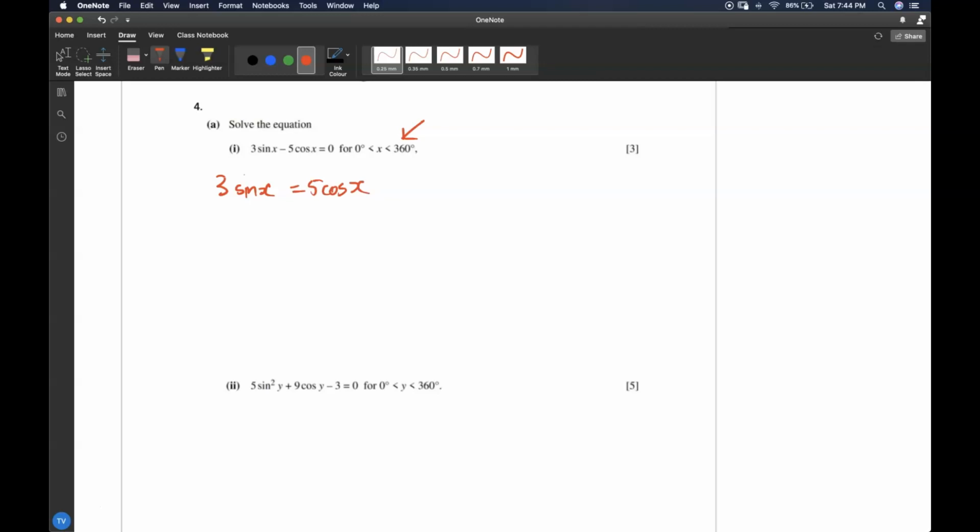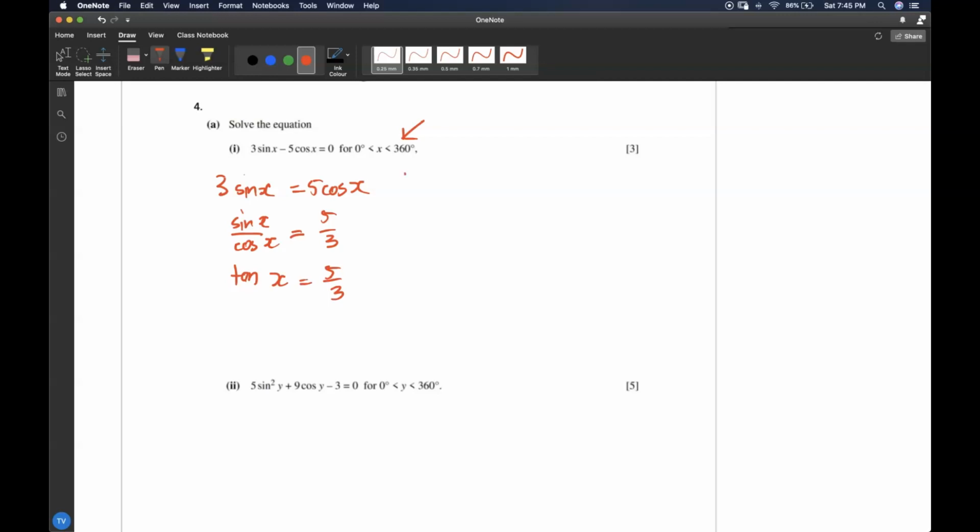The reason is that if I bring my cos over, and my 3 over here, all my constant values are on the right hand side, whereas all the functions are on the left hand side. Now sine over cos, we have identified previously as part of the basic identities, should be a tangent. So this is tangent x equals 5 over 3.